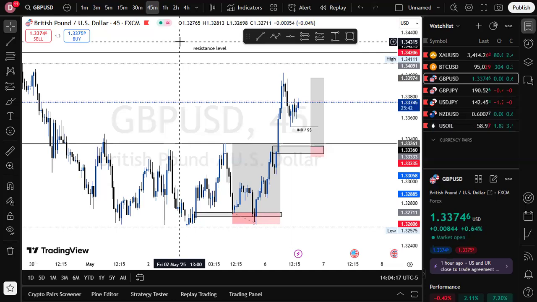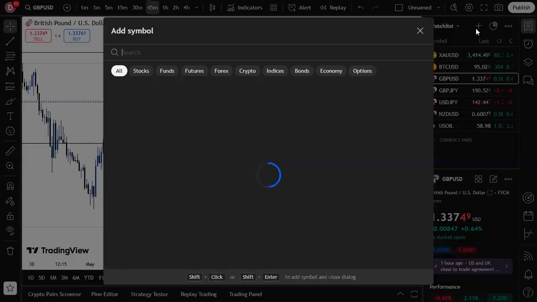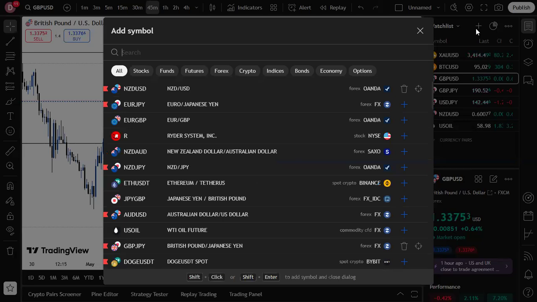Now the second thing: let me show you how you add your favorite pairs, or the favorite currency that you want to trade. You see this plus sign where it shows add symbol. All you need to do is click on add symbol. When you click on it, it's going to open this for you. What you simply need to do here is search for the currency pair you want to trade. I actually have most of them, which I was trading then.